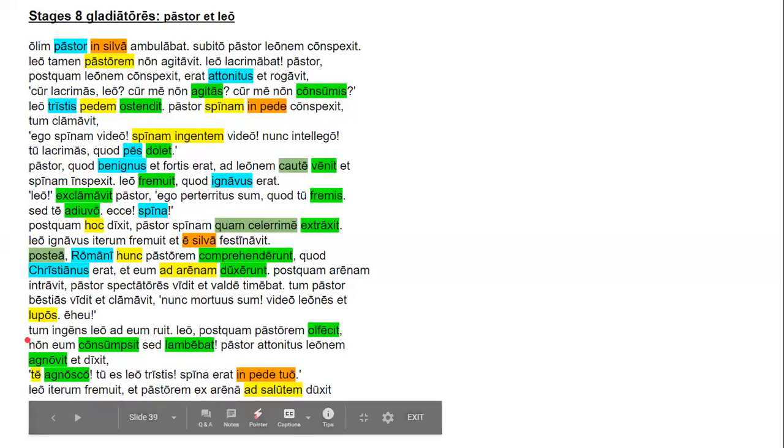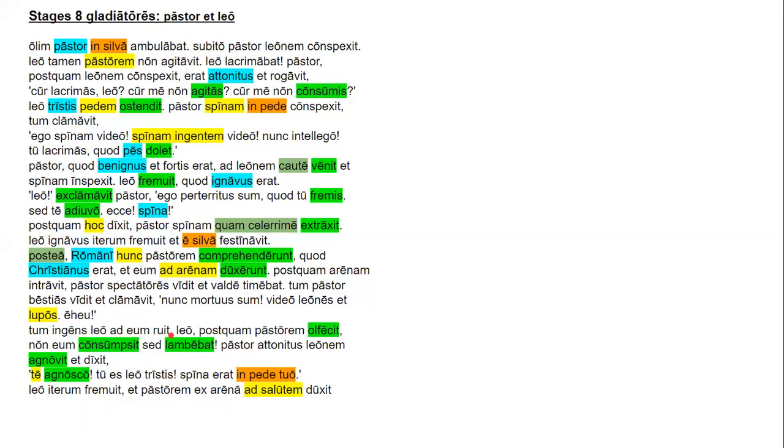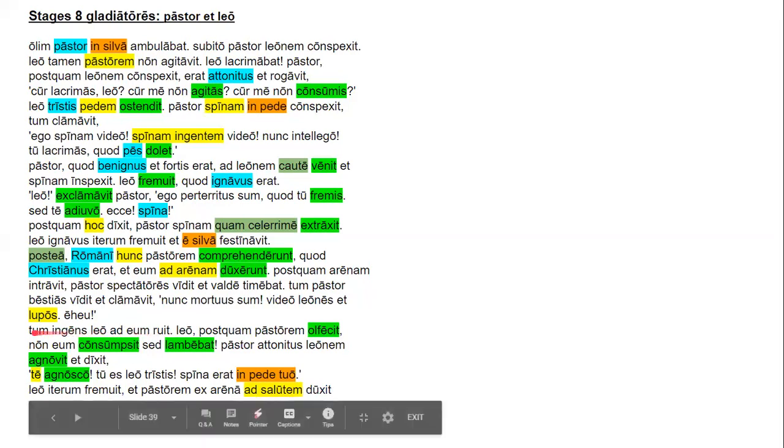Okay. Tum ingens leo ad eum ruit. So tum is another adverb. Then ingens leo. So leo is the nominative subject. It's a singular third declension. Ingens is a nominative adjective modifying leo. Then a huge lion. Ad eum, so accusative of motion towards in this prepositional phrase. To him or towards him. Ruit. And ruit we know is a perfect form of ruo. It means rushed. So putting it all together, then a huge lion rushed towards him.